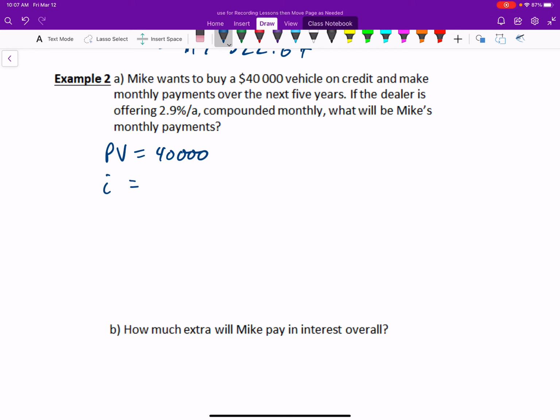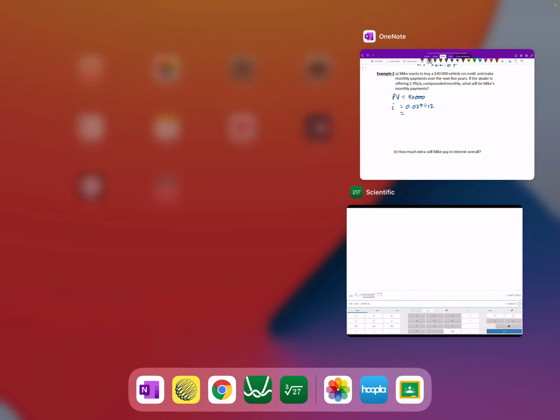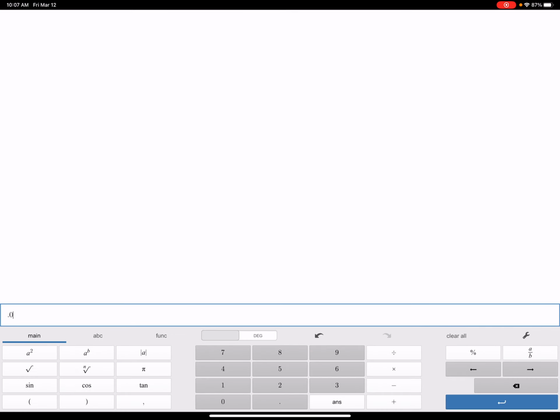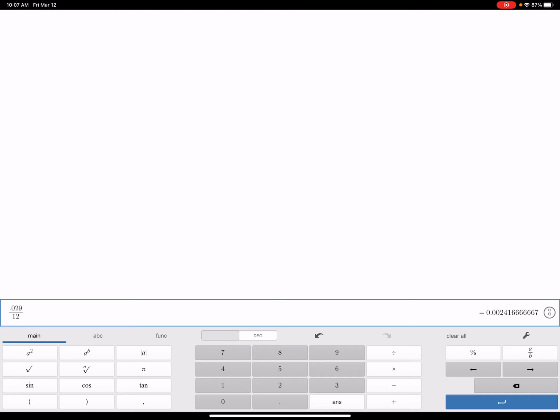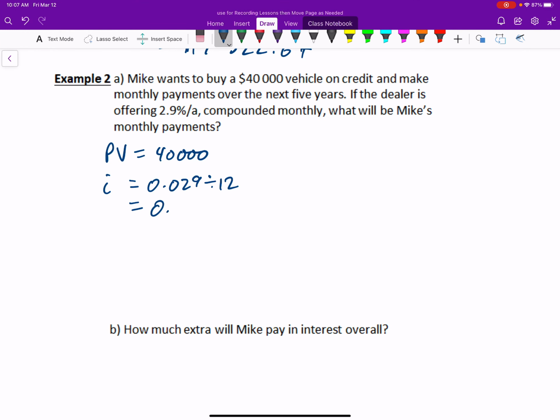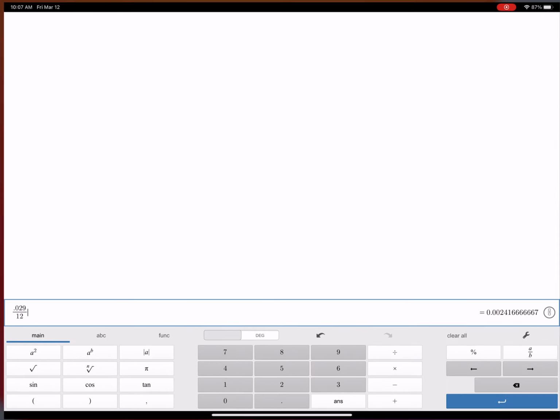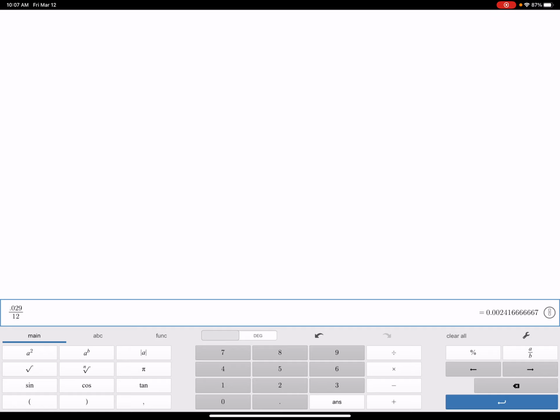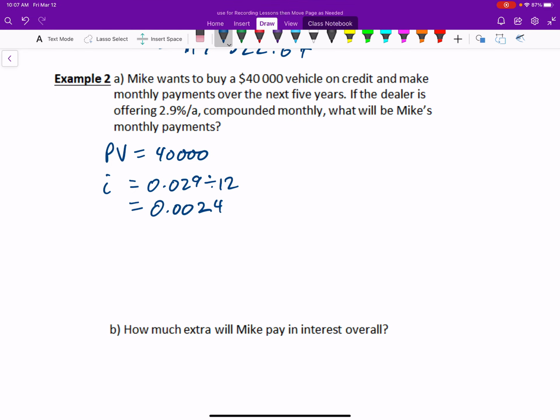That's how much the vehicle is selling for. I is equal to 0.029 divided by 12, again because it's compounded monthly. 0.002, and 4.16 repeating after that. We get these long decimals, especially when I'm doing this on the iPad where I have to keep flipping back and forth. So not quite as convenient as if I had a separate calculator, but I want you guys to see what I'm doing. That's my I value. N is 5 years times 12, so 60 payments he's going to have to make.